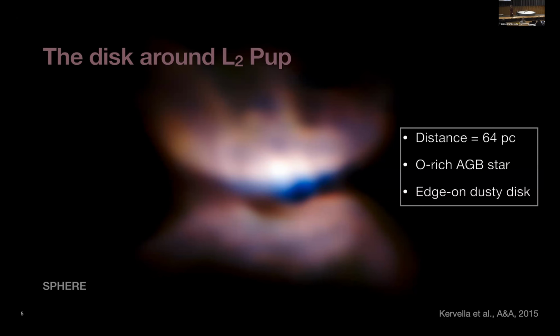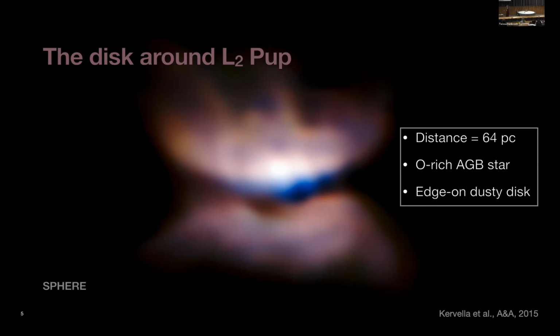And L2 Puppis is an oxygen-rich AGB star, and it's quite close. It's at a distance of 64 parsec, making it the second closest AGB star. And that's also why we can have such a nice image of the dusty disk surrounding this AGB star. Very edge-on, as you can see.